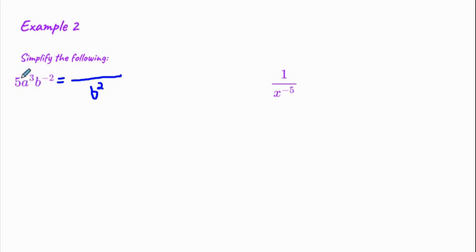Now 5 will have an exponent of 1, which is positive, and a has an exponent of 3. Those are both positive, so there's no reason to change those. So 5a cubed would remain in the numerator. And since I don't have anything to calculate, this would be my final answer.